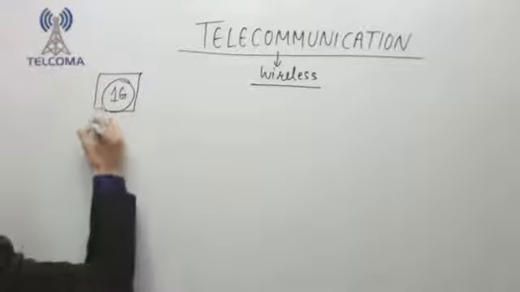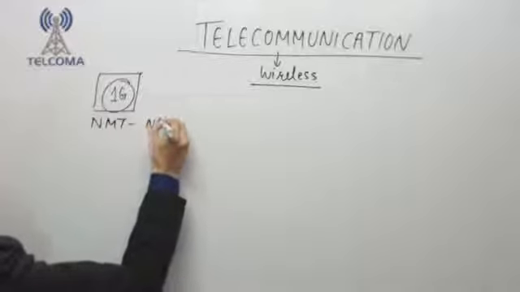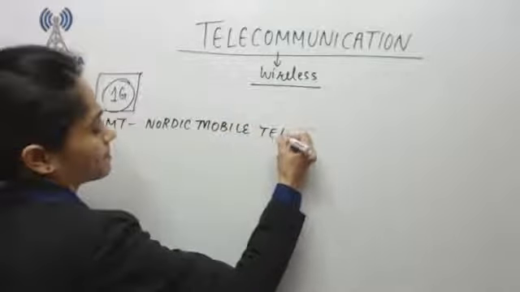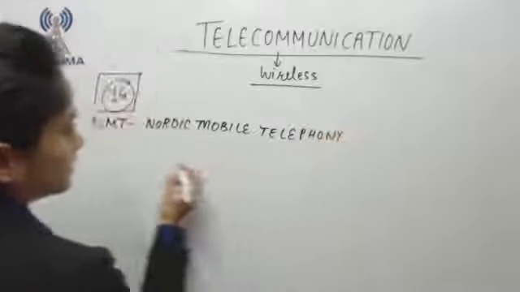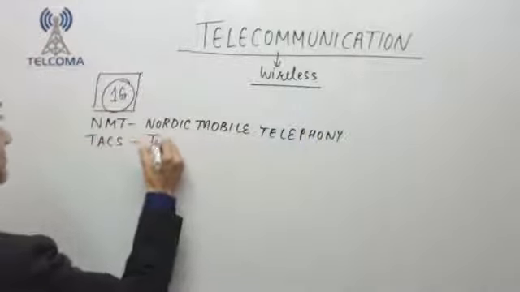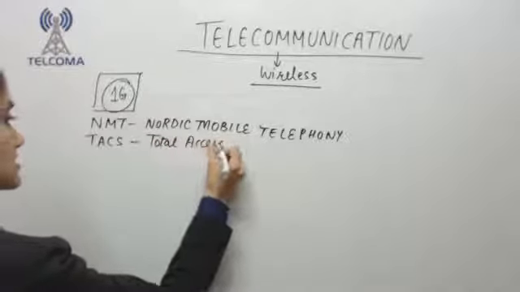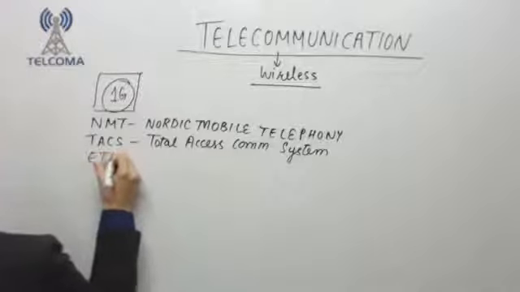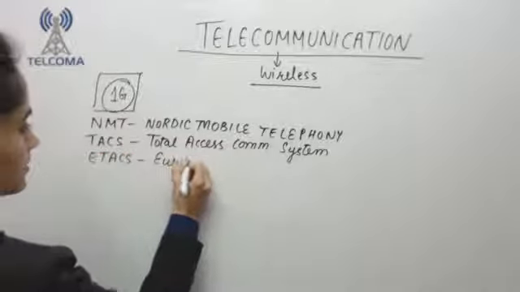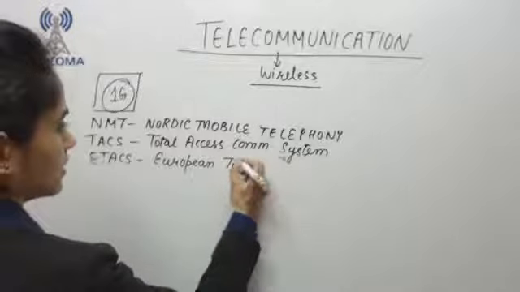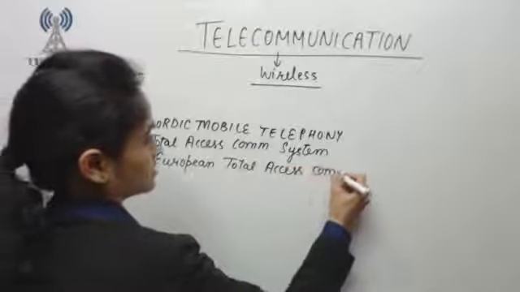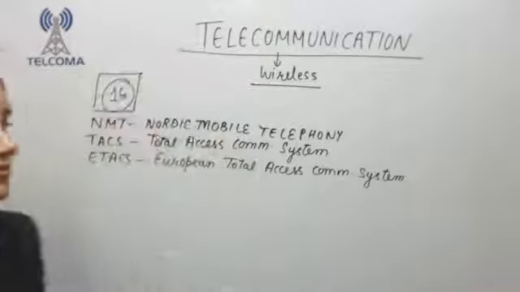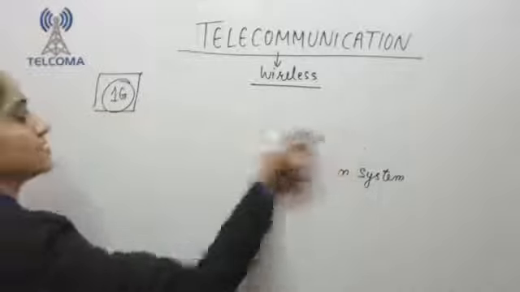So the first generation has technologies like NMT, which is Nordic Mobile Telephony. We have TACS, which is Total Access Communication System. Then we have ETACS, which is European Total Access Communication System. That means they started to have wireless communication between two ends. So they call this the first generation of wireless technology.